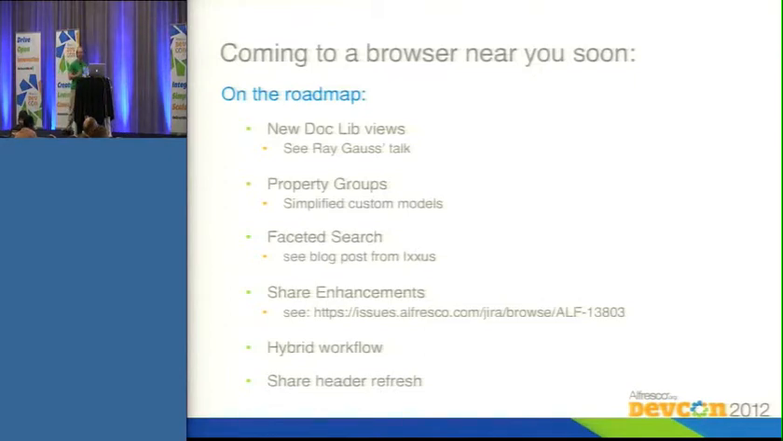Mike also touched on the property groups that I think are initially going to be added to the cloud version. So that's a simplified custom model. And the plan is that with the configurable document library views and the ability to add your own property groups and start getting some simplified modeling in there, you can actually start to build applications on top of the cloud instance. So you can make that a lot more configurable.